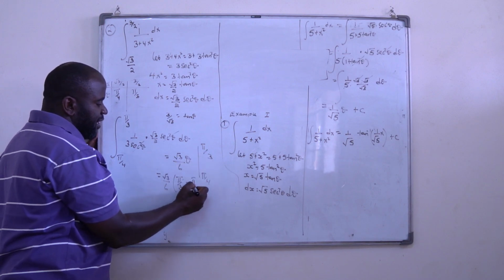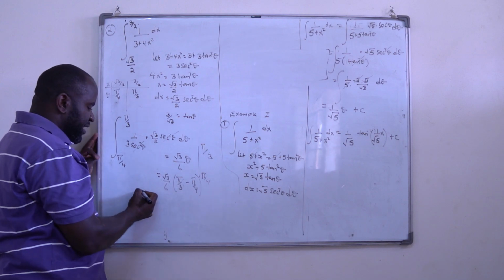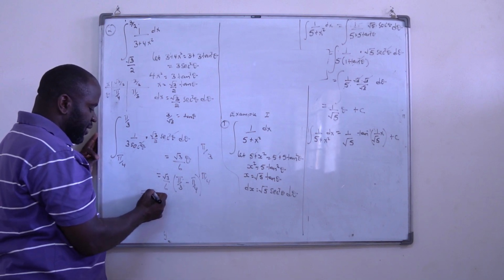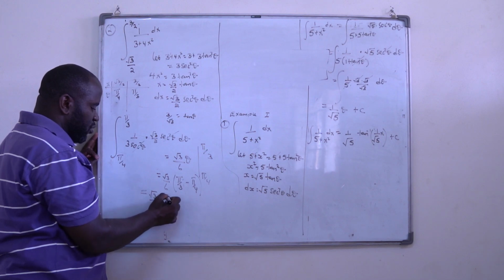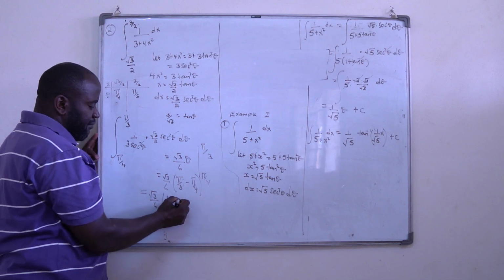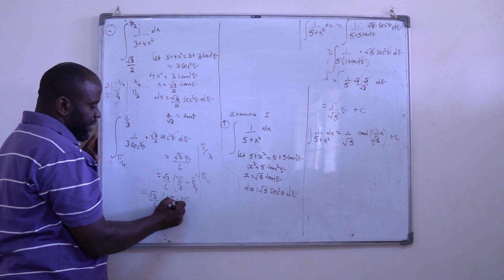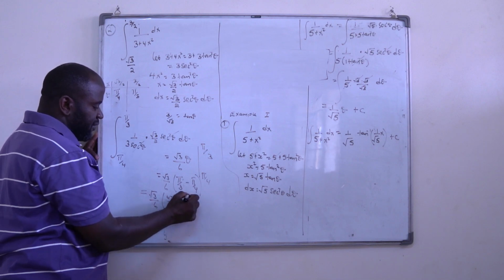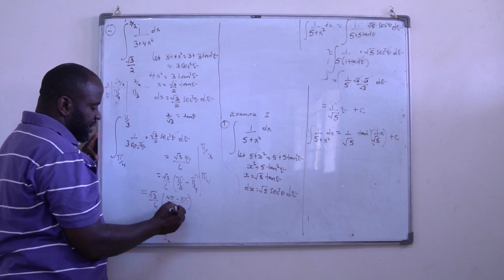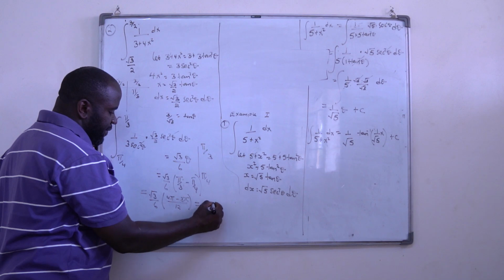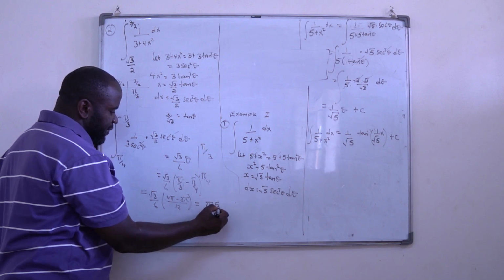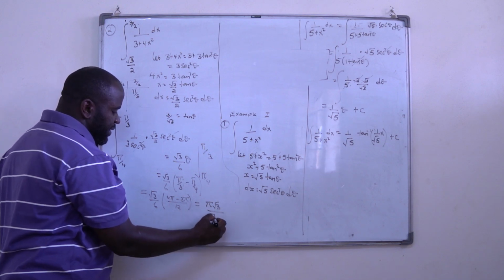minus pi by 4. From that note, you realize the following. Root 3 divided by 6 into 4 pi minus 3 pi divided by 12. It is from this that you'll have the final answer as pi times root 3 divided by 72.